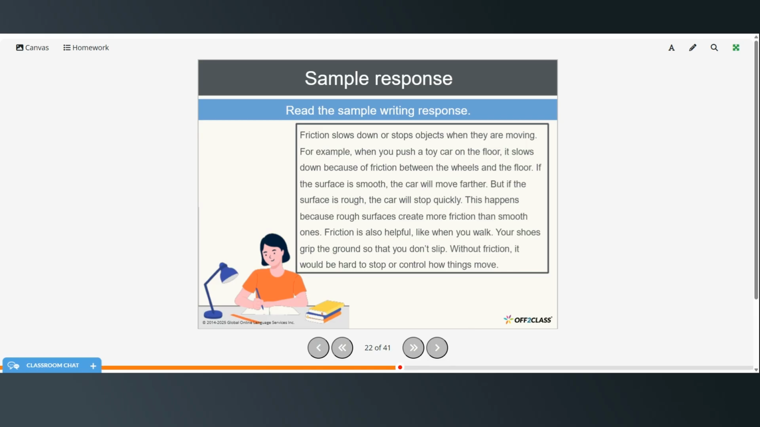Friction slows down or stops objects when they are moving. For example, when you push a toy car on the floor, it slows down because of the friction between the wheels and the floor. If the surface is smooth, the car will move farther, but if the surface is rough, the car will stop quickly. This happens because rough surfaces create more friction than smooth ones. Friction is also helpful, like when you walk. Your shoes grip the ground so that you don't slip. Without friction, it would be hard to stop or control how things move.